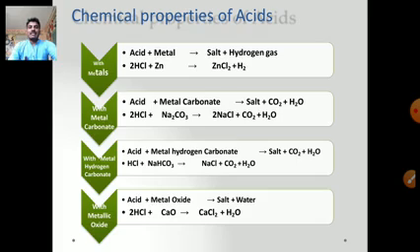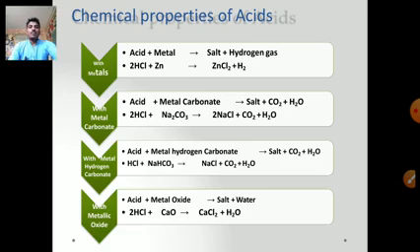Next one, the chemical properties of acids. With metal. The acid reacts with a metal, it is converted into a salt plus hydrogen gas. For example, 2HCl, hydrochloric acid, reacts with zinc, it is converted into zinc chloride, ZnCl2, plus hydrogen gas, H2 gas is released.